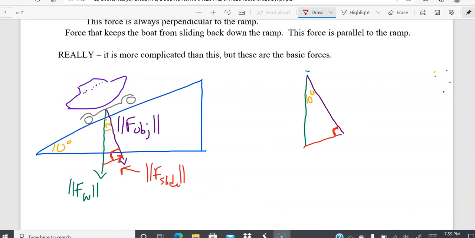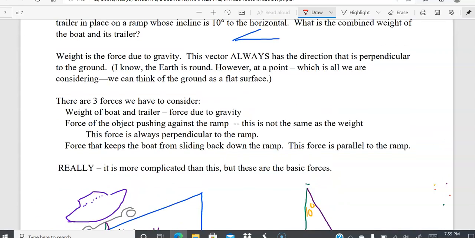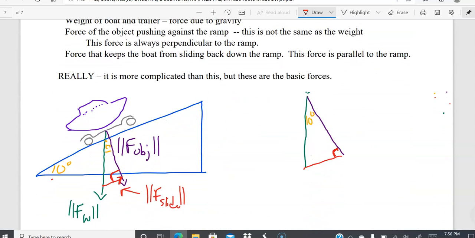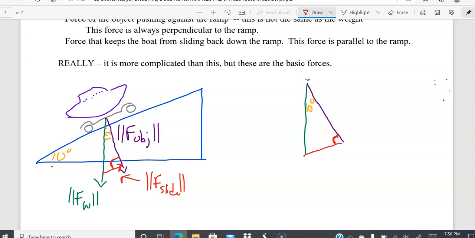All right, so I drew a picture for you. We have our ramp that's at 10 degrees incline here. And we have a boat on the trailer. And we're looking for, as the problem said, what's the combined weight of the boat and the trailer? We're told that the force to keep it from sliding is 700 pounds. Okay, so we're told this red force, right? That's what we're told.